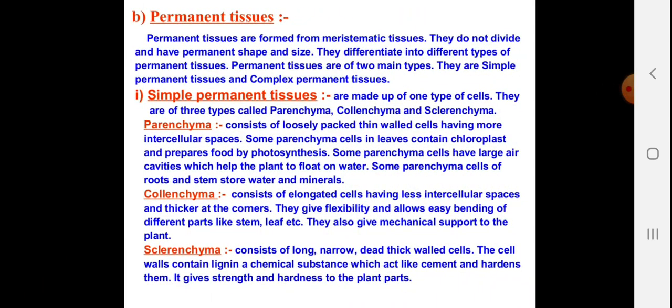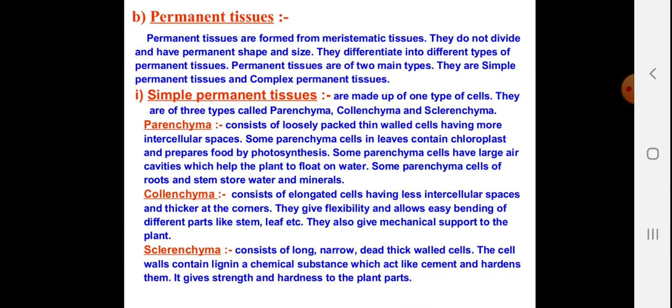Permanent tissues are formed from the meristematic tissue. They do not divide and have a permanent shape and size. They differentiate into different types of permanent tissues. There are mainly two types, simple permanent and complex permanent tissues. Simple permanent tissues are made up of one type of cell. There are three types called parenchyma, collenchyma and sclerenchyma.